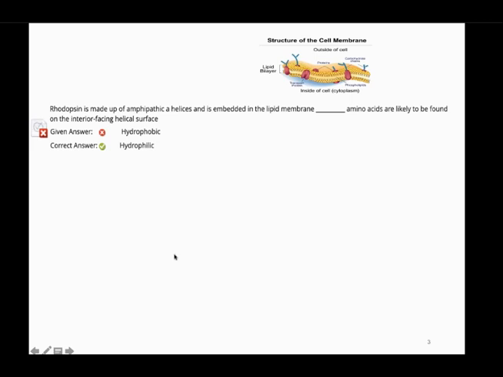I forgot to lower my hand, but maybe I could make a side comment. I can't speak for people, but what might have thrown some people off is that when we think about a phospholipid bilayer, the heads point towards water and the tails face away from water. So some people may have thought the answer would be hydrophobic, thinking just about the tails rather than the entire structure.